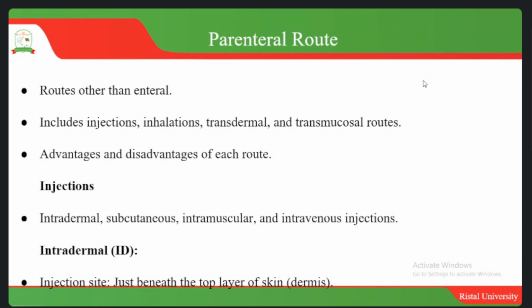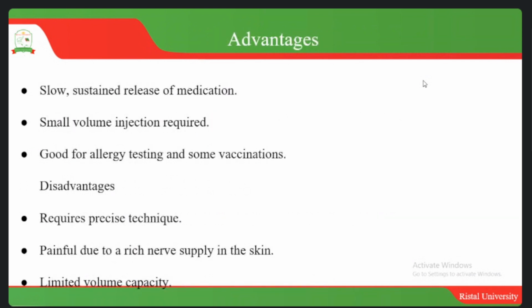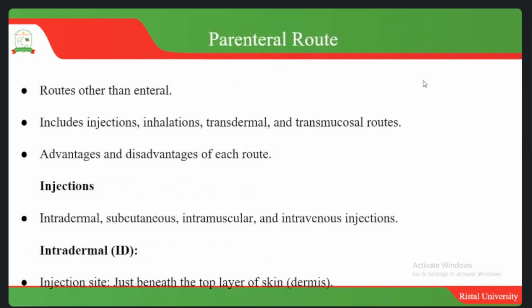Then the intradermal injection site is just beneath the top layer of the skin, around the dermis. So when you look at the anatomy of the skin, you'll be able to identify the location of the dermis, and just beneath it is where they give the injection. The advantage of this parenteral route is a slow, sustained release of medication, and that is basically for the intradermal.